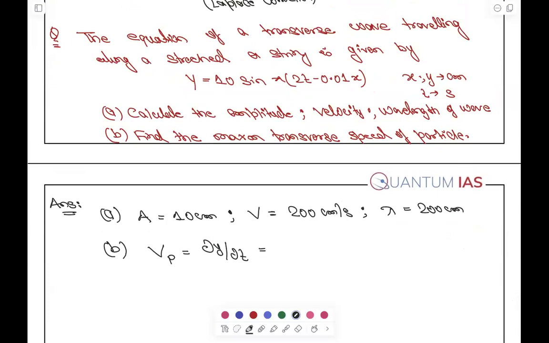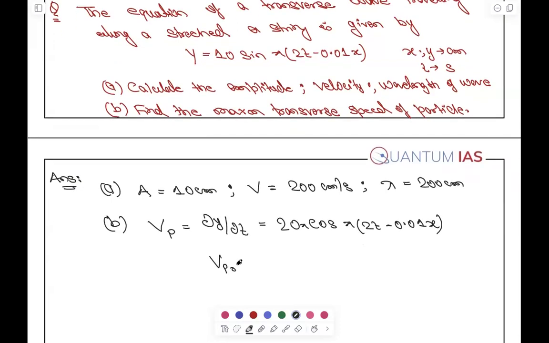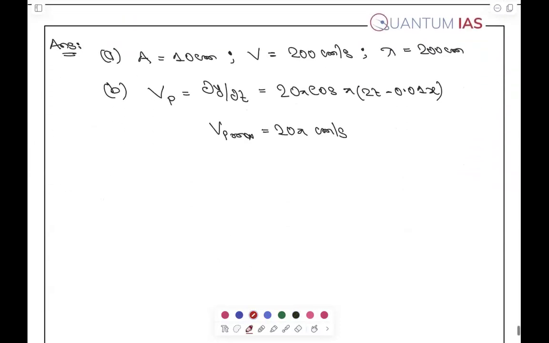Yes, sir. It will be simply 20. बताओ क्या आएगा? Cos pi into 2 minus 0.01 into x. ये आएगा ना? पाई भी तो बाहर जाएगा. Yes. So Vp max will be 20 pi centimeter per second. ठीक है? Good. बच्चे वाले सवाल है. बहुत ही बच्चे वाले सवाल है. ठीक है? Next.